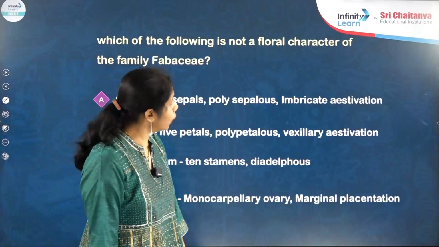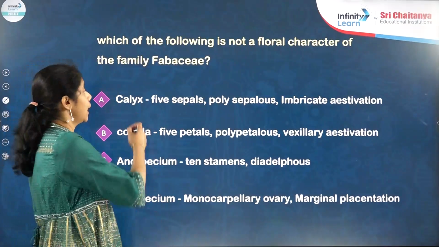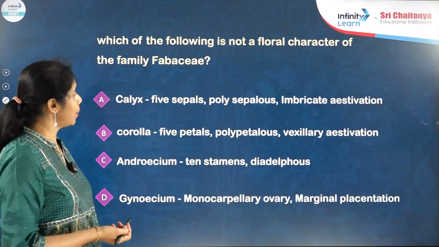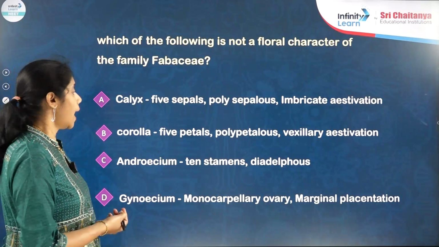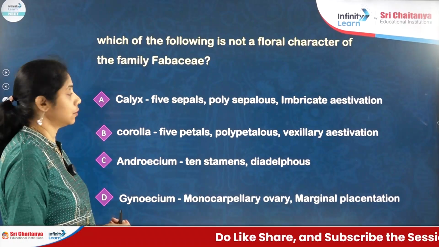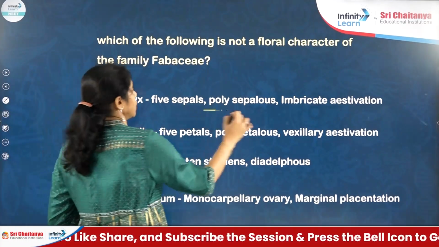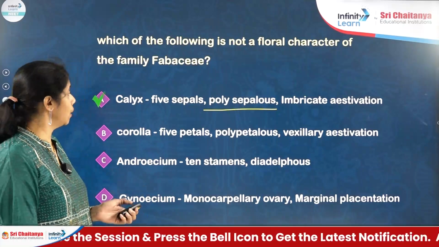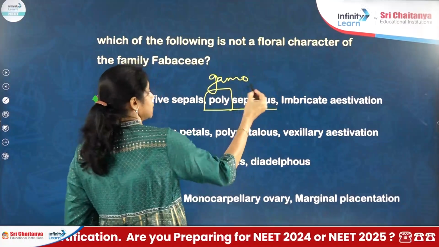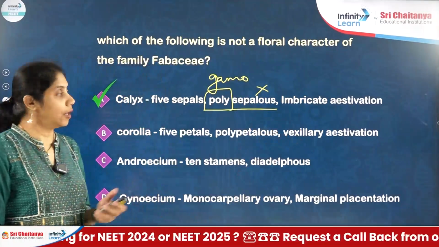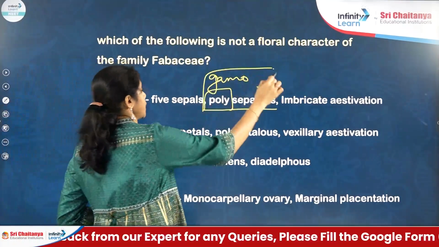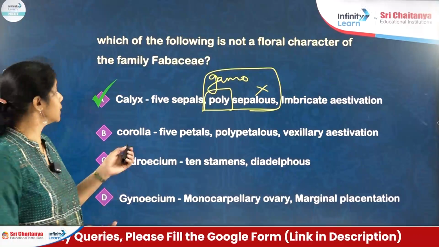Which of the following is not a floral character of the family Fabaceae? Calyx 5 sepals, polysepalous, imbricate aestivation, corolla 5 petals, polypetalous, vexillary aestivation, androecium 10 stamens, diadelphous, gynoecium monocarpellary ovary with marginal placentation. The family Fabaceae shows the gamosepalous condition, so polysepalous is the wrong word here. Remaining all are correct: imbricate aestivation, 5 petals, polypetalous, vexillary aestivation. Only this word in the first option is a mistake, so that is the incorrect one.